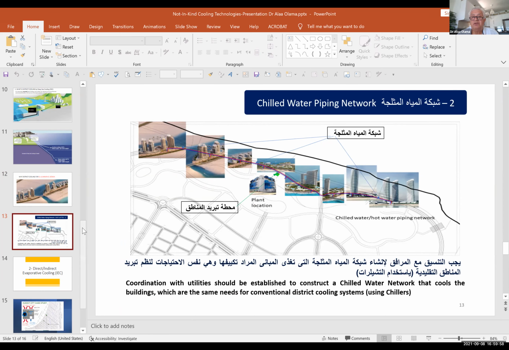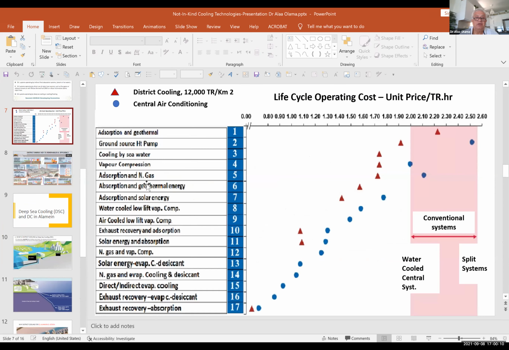And let me go back to the first slide where it shows the life cycle operating costs. If you look at number 15 in this slide, which is direct, indirect evaporative cooling, you'll find that when using it with a central system, your life cycle operating cost goes down to 0.9 unit price per ton hour. In a conventional system, the same unit price is somewhere between 2 and 2.55. So the saving is really very high.